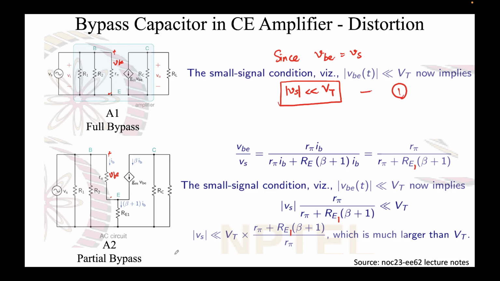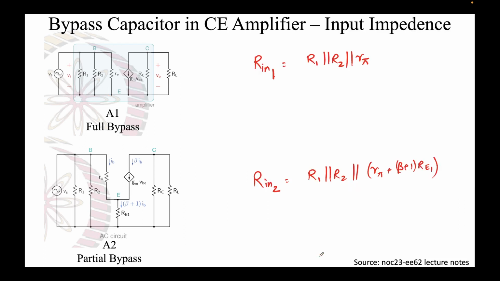So we see that there is higher tolerance for Vs for A2. This is the takeaway from this, which means that circuit A2, the partial bypass common emitter amplifier, can withstand much higher input signals without distortion, right? Because there's this huge term that is being multiplied apart from VT, right? So much higher tolerance for Vs in case of the A2 amplifier, right?